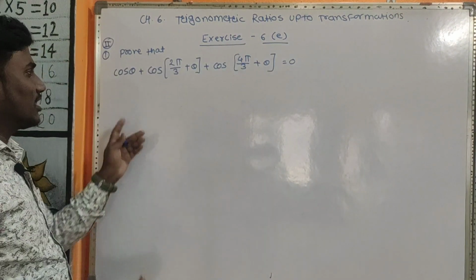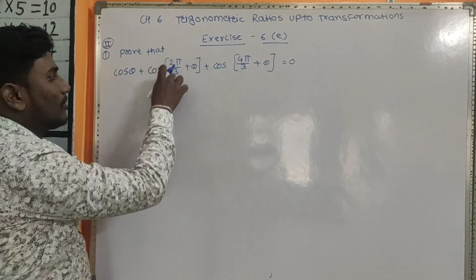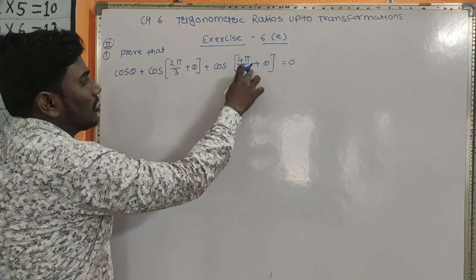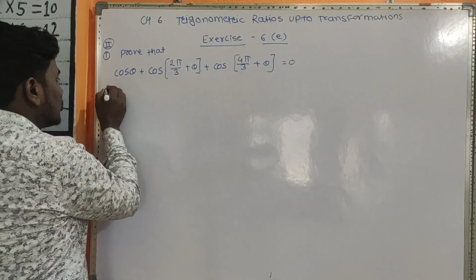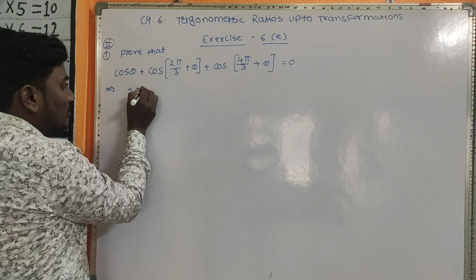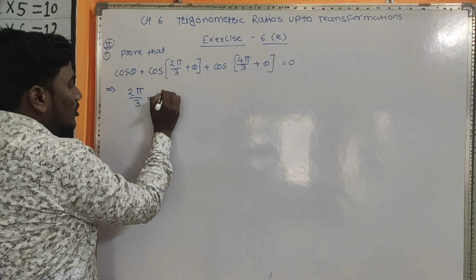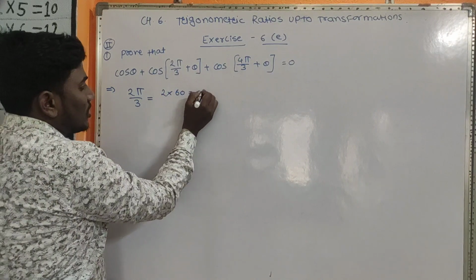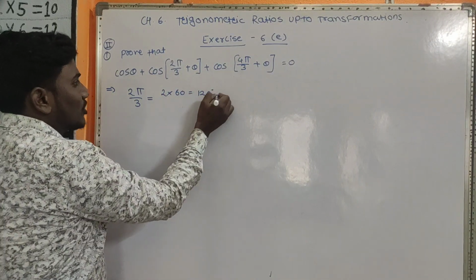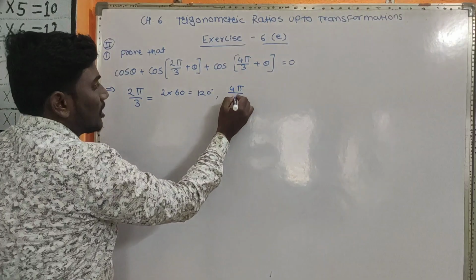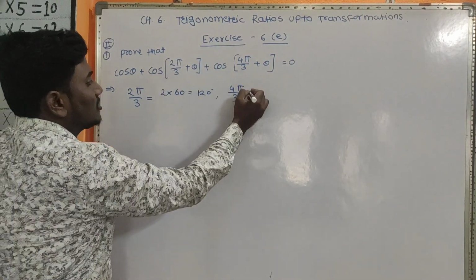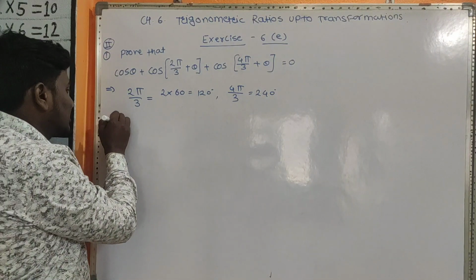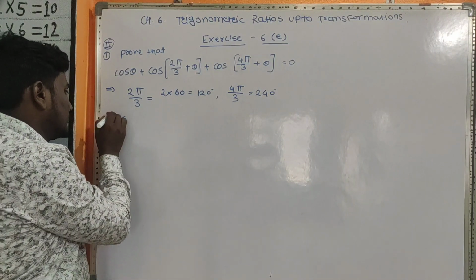Prove that cos theta plus cos of 2 pi by 3 plus theta plus cos of 4 pi by 3 plus theta is equal to 0. So first of all, what is 2 pi by 3? Convert into degree: 2 into pi by 3 means 60 degree, means 120 degree. Again, what is 4 pi by 3? 4 pi by 3 means 2 into 120, 240 degree. Am I right? So first we take the LHS. What is the LHS?